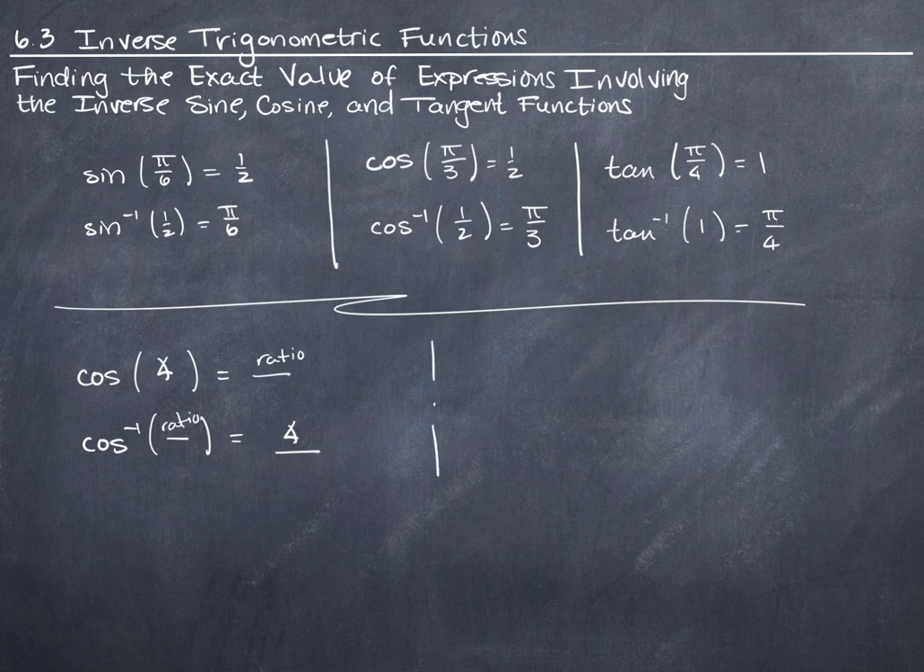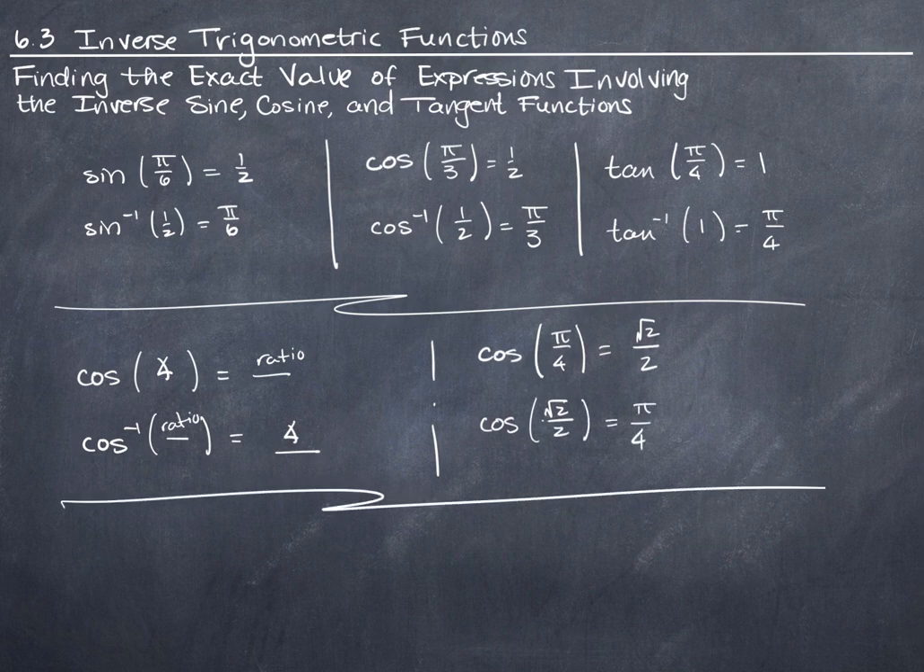So, cosine of, how about pi over 4? I know that to be the square root of 2 over 2. So the cosine inverse of the square root of 2 over 2 equals pi over 4. And it's just that simple, except when it's not.